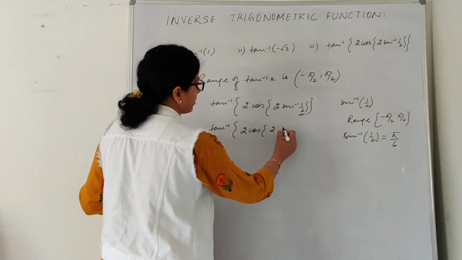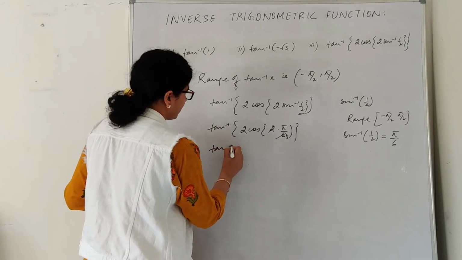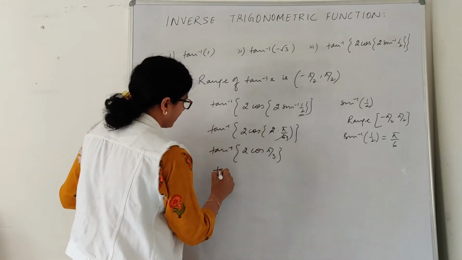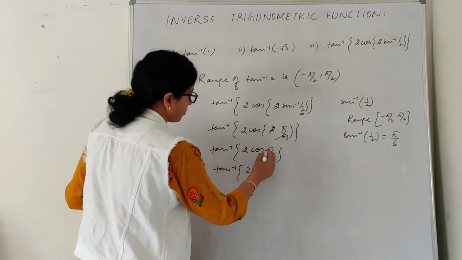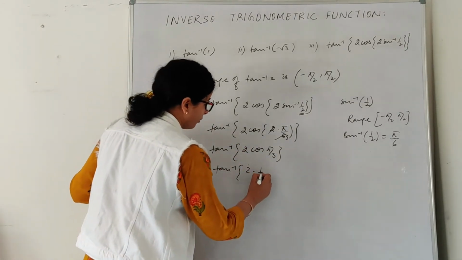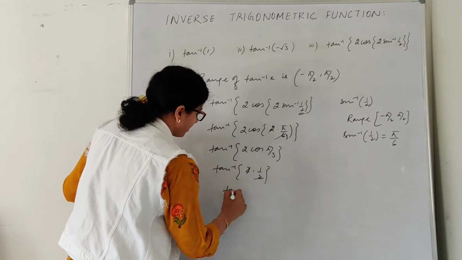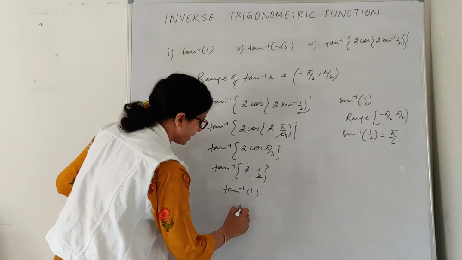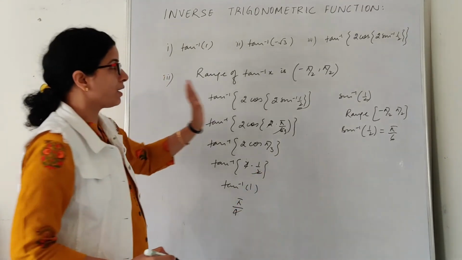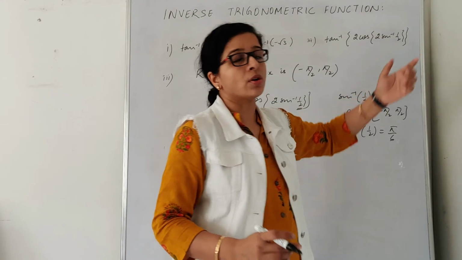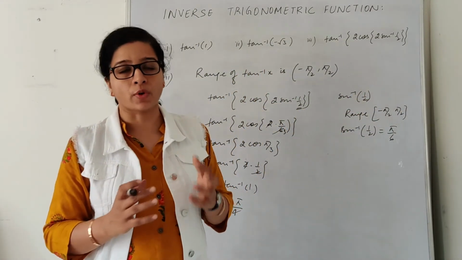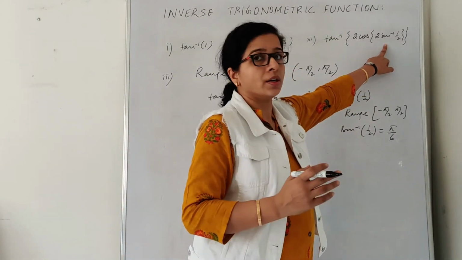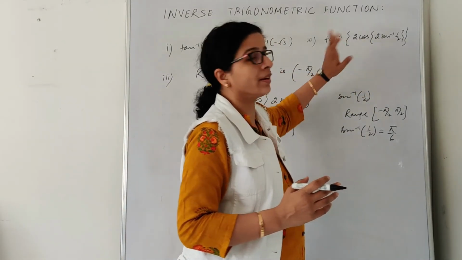Substitute that value here: 2 times pi by 6, tan inverse of 2 cos pi by 3, right? Tan inverse of 2 cos pi by 3, what is the value of cos pi by 3? Half, cancel, tan inverse 1. Just now we calculated tan inverse 1, what is that? Pi by 4. So whenever any question with a combination of inverses is given, calculate sequentially. Start from the inner bracket, solve it, then move here, then here.